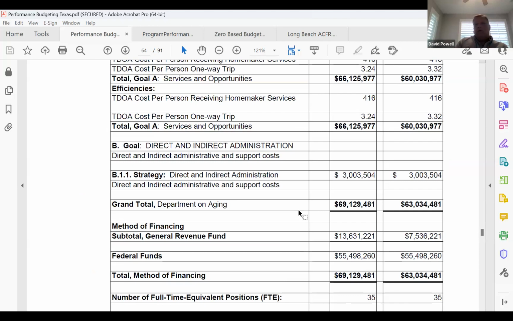Now, this is just the way in which the state of Texas Department of Aging does performance-based budgeting. It doesn't mean it's the only way to do performance-based budgeting. It doesn't mean it's the quote-unquote best way to do it. It's just the way in which Texas does it. And so a lot of states use this type of performance-based budgeting. As we talked about last time, there are kind of 2 schools of performance-based budgeting. There's classical performance-based budgeting and there's new performance-based budgeting.